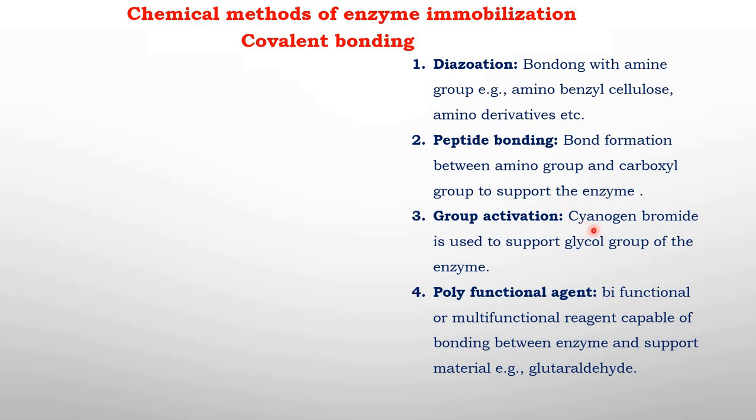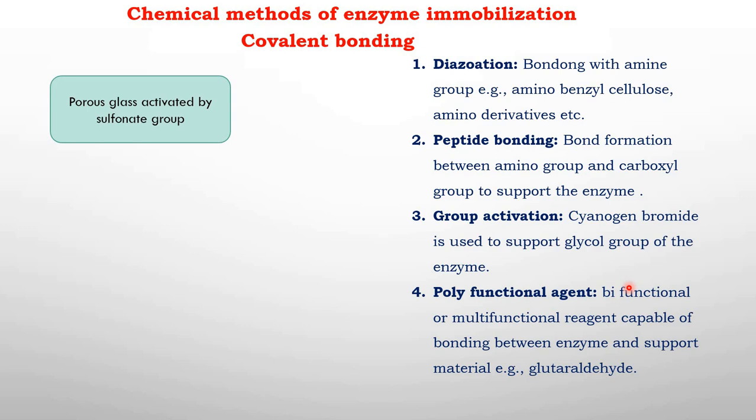Number 3 is group activation, that is, cyanogen bromide is used to support the glycol group of the enzyme, or it may be a polyfunctional agent, for example glutaraldehyde, etc. This is a covalent bonding, but it's also called the cross-linking phenomenon. We are going to discuss it in the next slide.